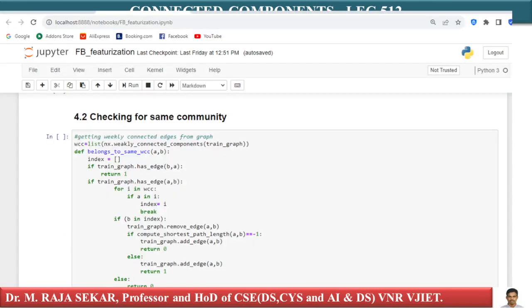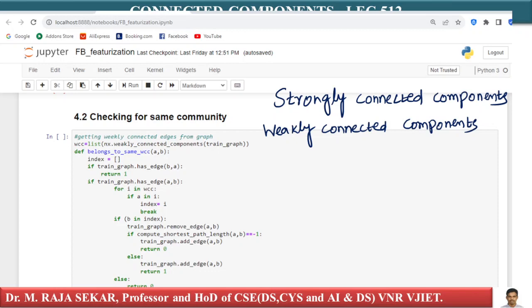In this lecture, we will try to understand connected components. The next very interesting concept is called a weakly connected component. First, I will explain what a strongly connected component is. Then we will learn weakly connected components, and why weakly connected components are important for our task. So let's go step by step. What is a strongly connected component?